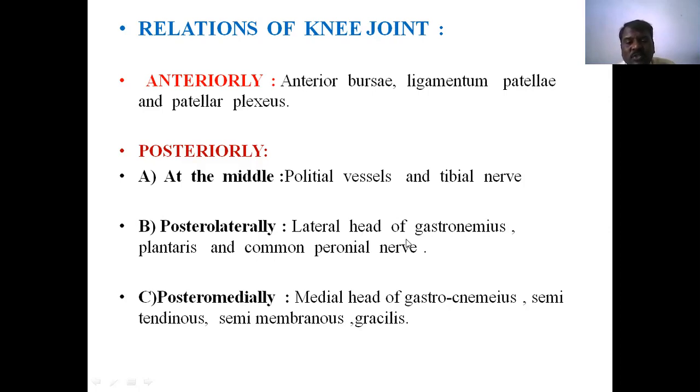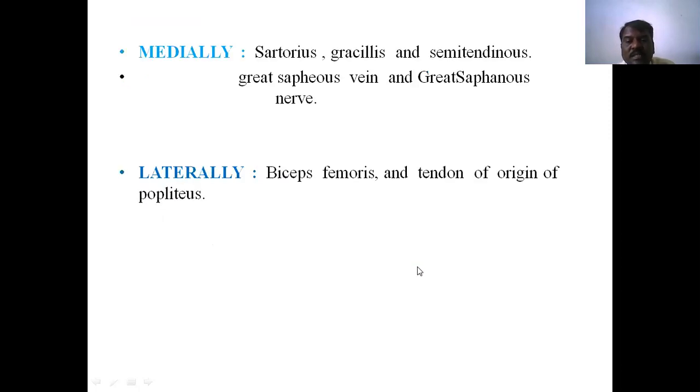Posterolaterally, the lateral head of the gastrocnemius, plantaris and common peroneal nerve. Now posterolaterally and posteromedially, the gastrocnemius muscle, semimembranosus muscle and gracilis muscle have relation with this knee joint posteriorly. Whereas medially, sartorius muscle, gracilis and semitendinosus, great saphenous vein and great saphenous nerve are related medially, whereas on the lateral side, the biceps femoris muscle and the tendon origin of the popliteus muscle. So these are the muscular relations anteriorly, posteriorly, on the lateral side, and on the medial side of the knee joint.